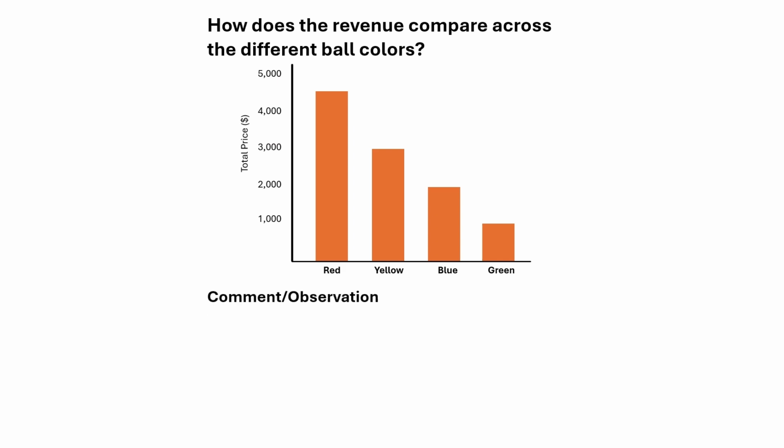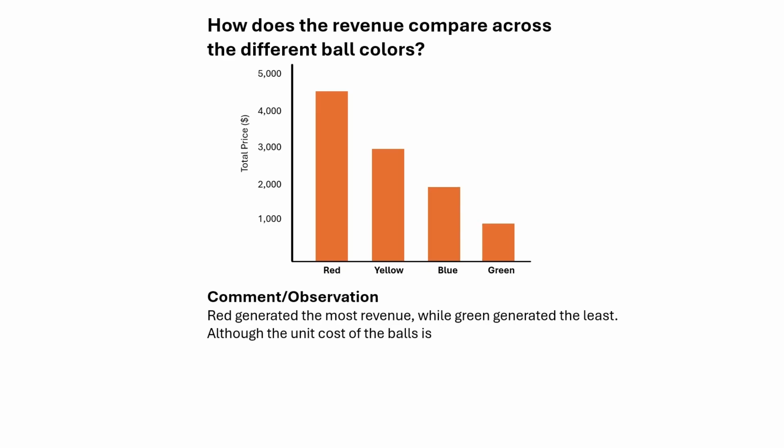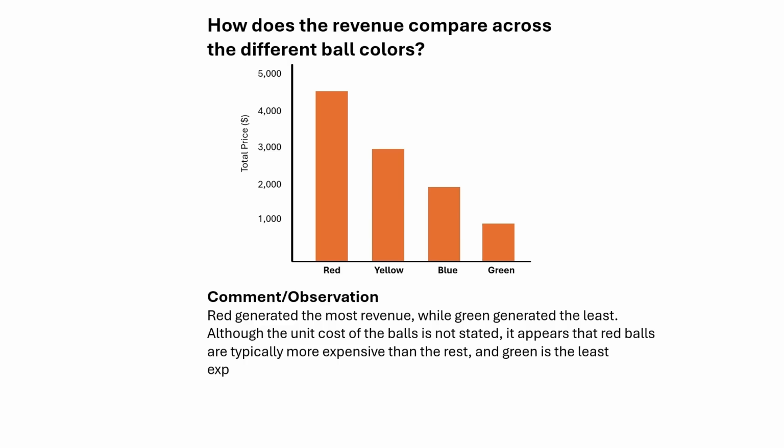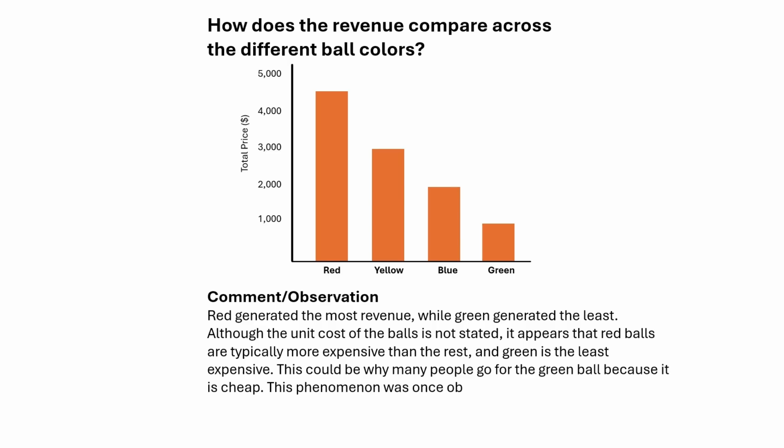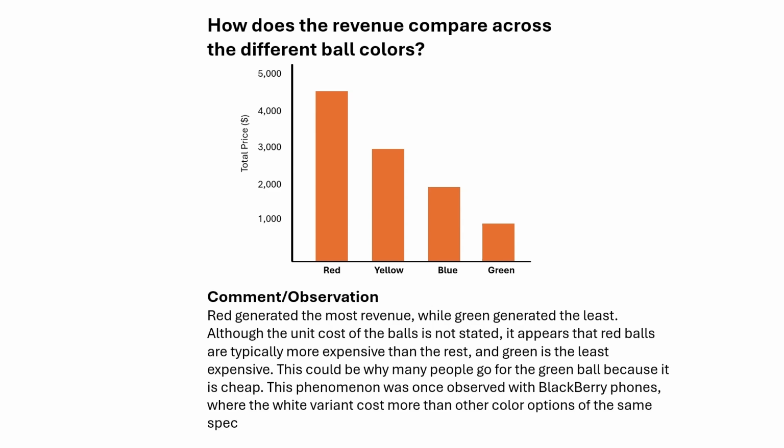This time my comment will be: red generated the most revenue, while green generated the least. Although the unit cost of the balls is not stated, it appears that red balls are typically more expensive than the rest, and green is the least expensive. This could be why many people go for green balls, because they are cheap. This phenomenon was observed with BlackBerry phones, where the white variant costs more than other options of the same specification and model due to value perception.